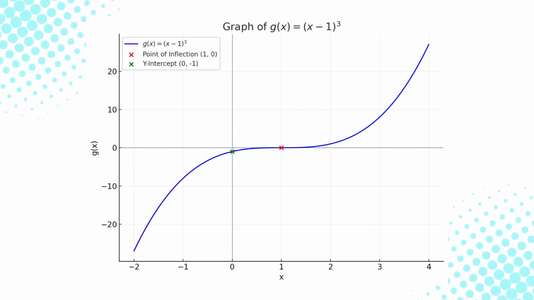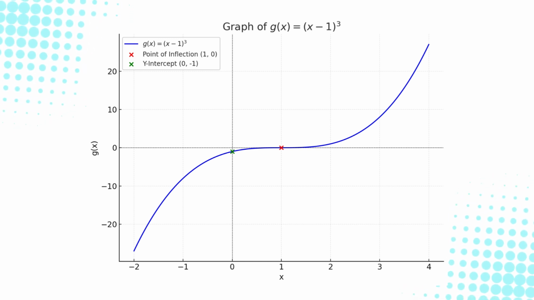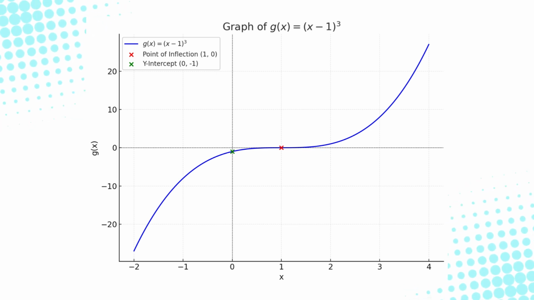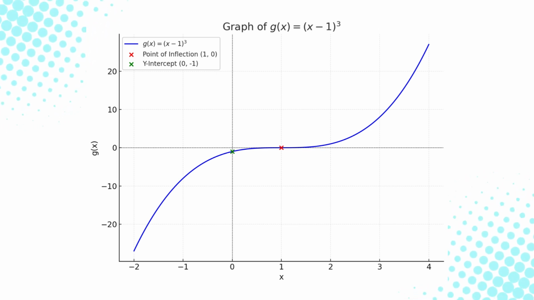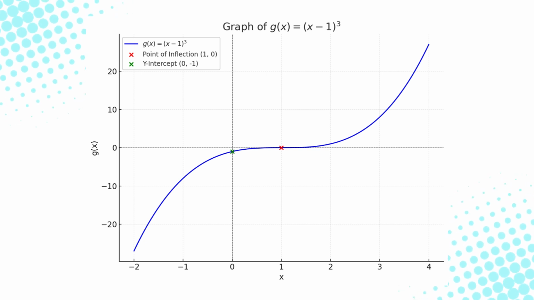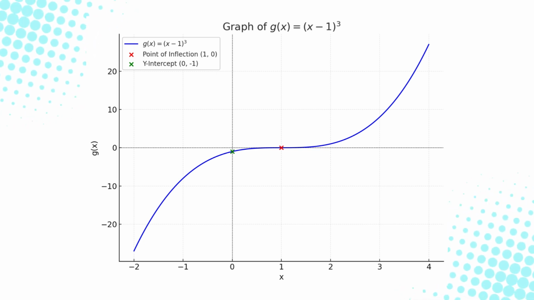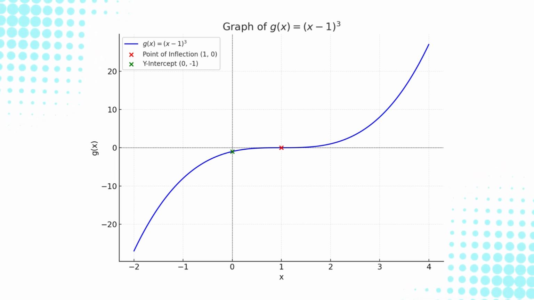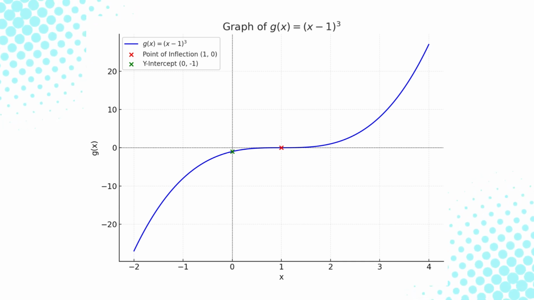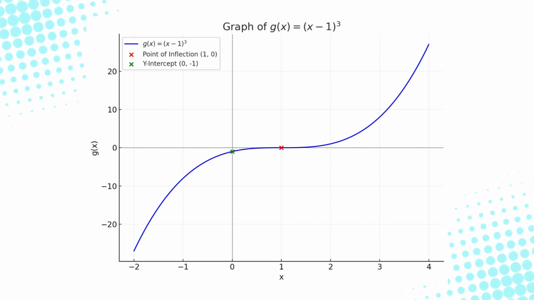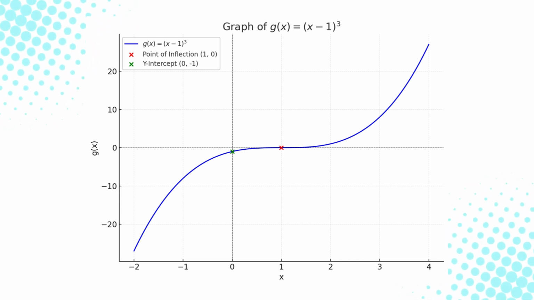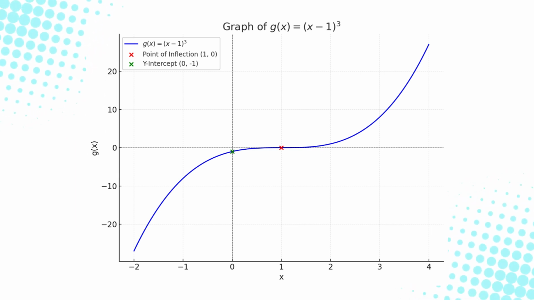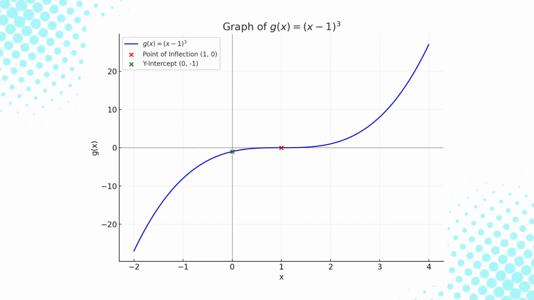So this shows the graph extends infinitely in both directions, with the left side approaching negative infinity and the right side approaching positive infinity. So the graph of the function g of x equals the cube of x minus 1 is a smooth cubic curve with an S shape. It has a point of inflection at (1, 0) and a y-intercept at (0, -1).